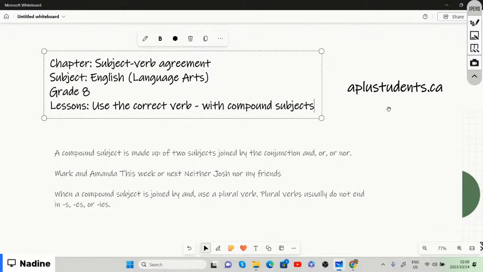All right, so now we're going to start with our lesson for today. A compound subject is made up of two subjects that are joined by a conjunction, which is and, or, nor.